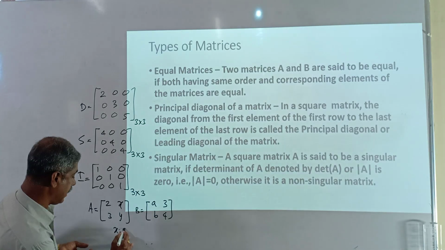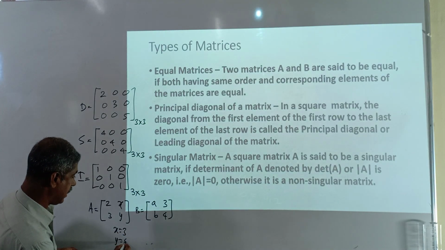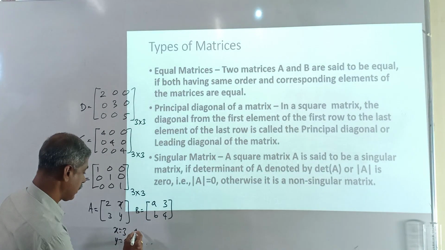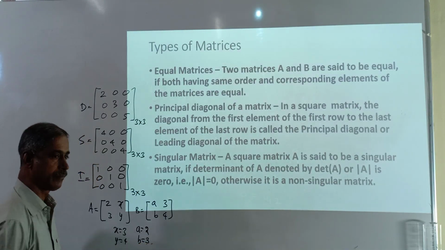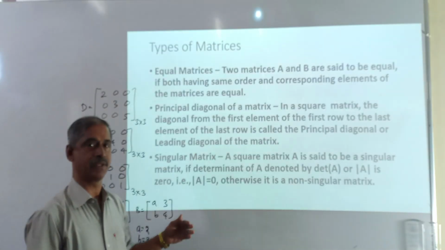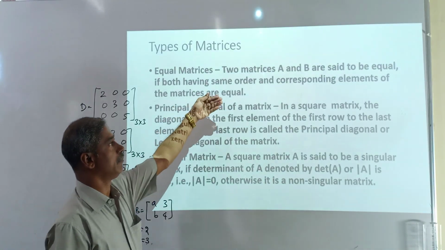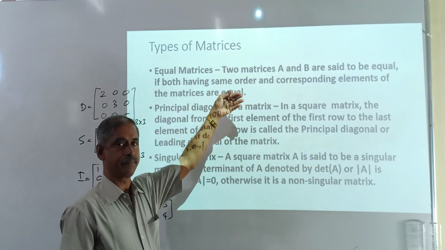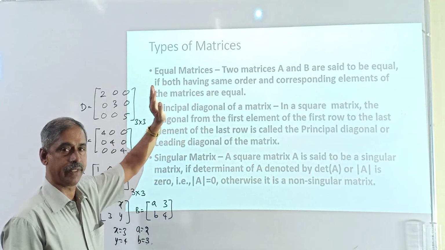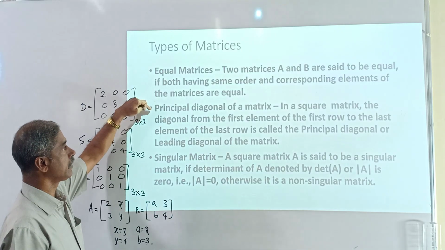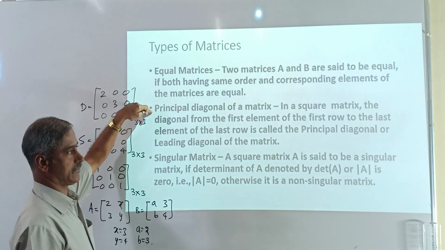The x position entry is 3, the y position entry is 4, and in place of a we have 2, and in place of b we have 3. The corresponding positional entries are compared. In the case of matrices, equality means comparing the positional entries, and they are all equal in nature. The principal diagonal of a matrix.